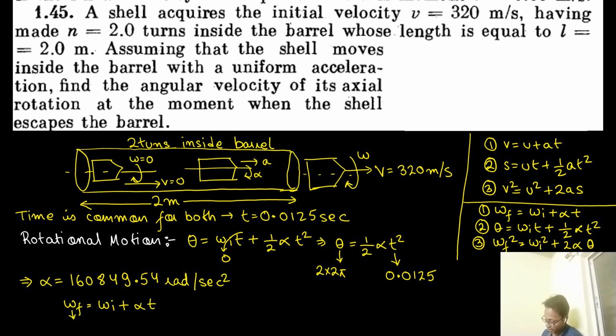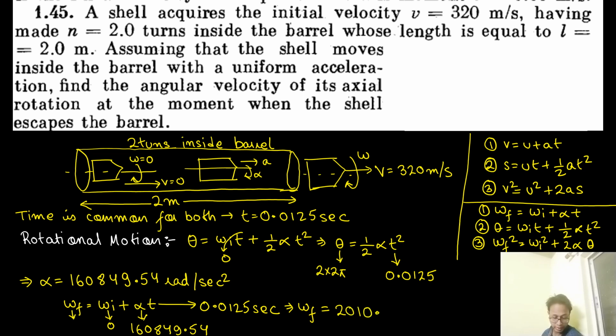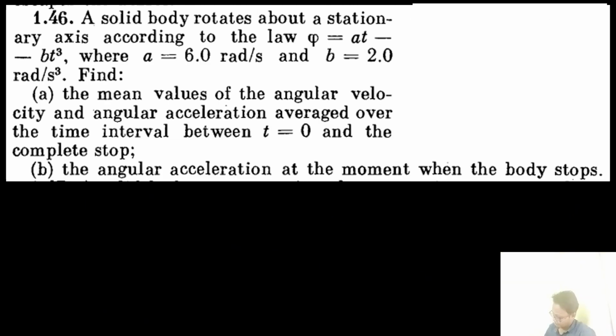But omega final, I need to find out. Omega initial is equal to 0. Alpha is equal to how much? 160,849.54. And time is equal to how much? 0.0125 second. Okay, so let's multiply this, or omega final is equal to 2010.6192 radians per second.